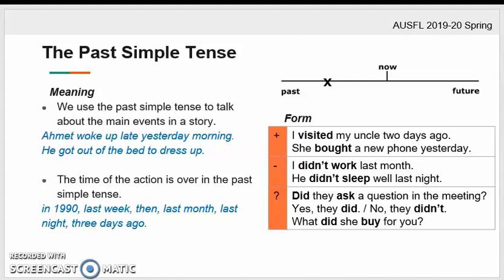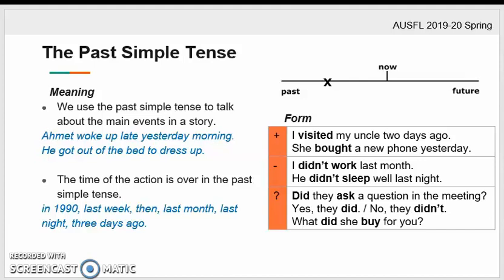We use the simple past tense for events and actions that started and finished in the past. When you look at our timeline, you see that the action finished in the past. The time of the action is over in the past simple. And with this tense, we can use certain time phrases such as in 1990, last week, then, last month, last night, 3 days ago.